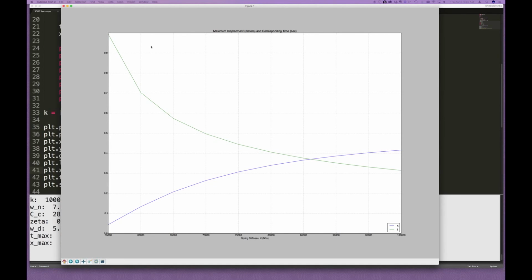So that's in fact what we're seeing, is that as the damping ratio decreases, the time to get to Tmax, the green line, decreases, and the amount of deflection increases. It's counterintuitive when you think about it in terms of the spring stiffness, if you just think about it physically. But if you think about it in terms of the damping ratio, then it makes a little more sense.